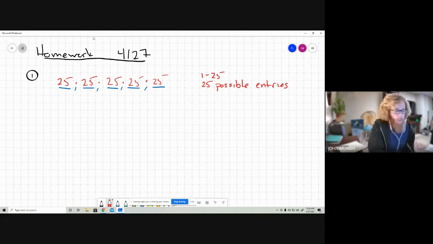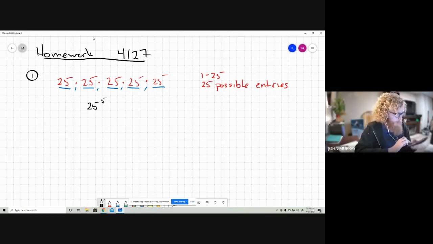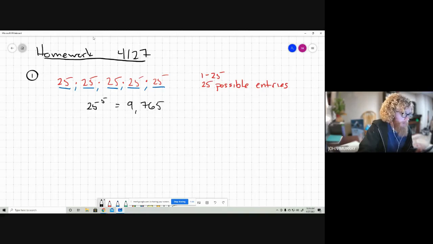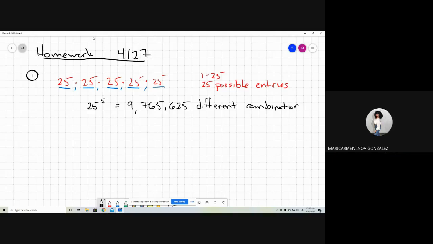And what we learned yesterday was we multiply all those together. Or in our case, we can rewrite it as 25 to the 5th power. And that should get us a fairly large number. 9,765,625. I found that number fairly big, so I just multiplied 25 times 5.